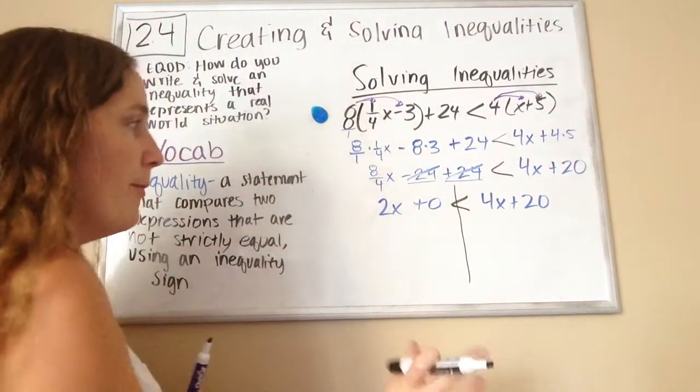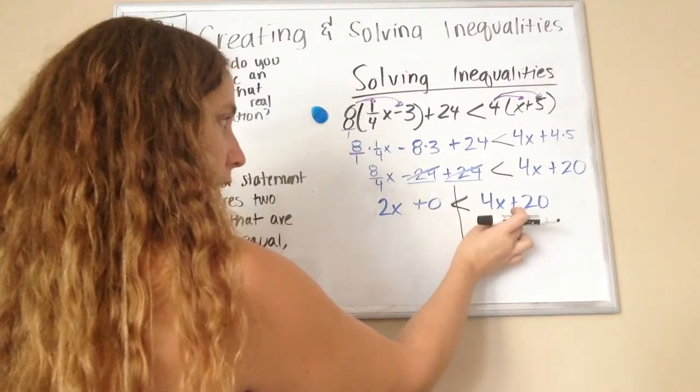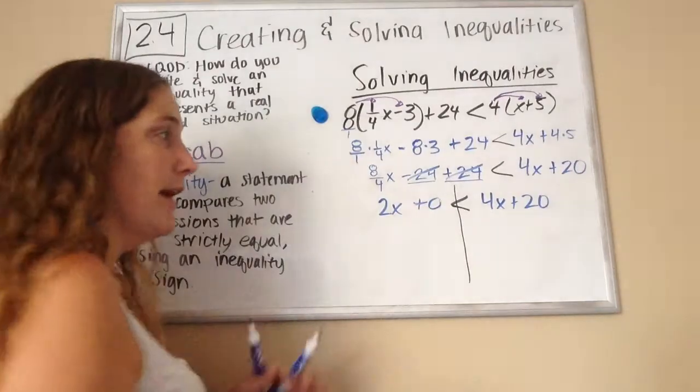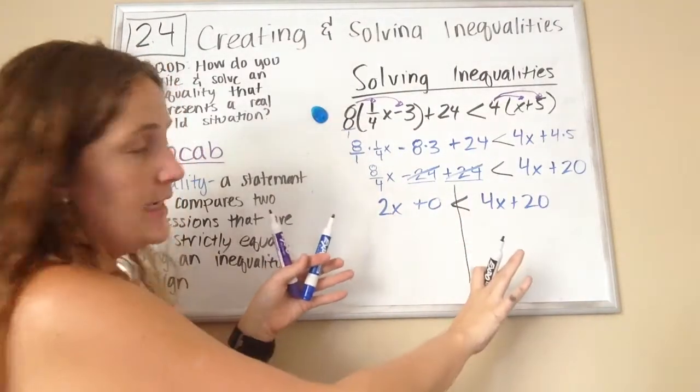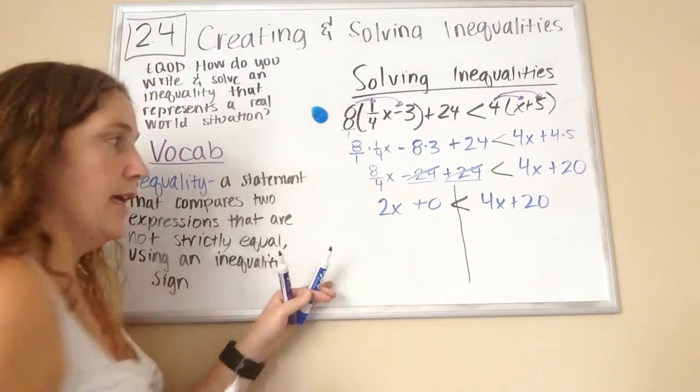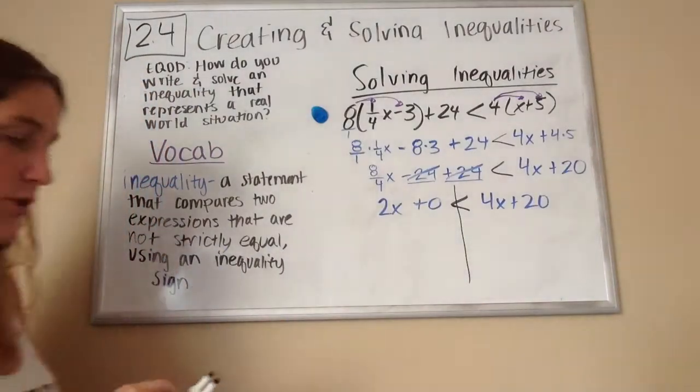You might be thinking, wait, but hold on, there's 2 x's. Can't we just combine those? Aren't they like terms? We can combine them, but not until they're on the same side. Right now, one's on the right side, one's on the left side, so we can't combine yet. But we will in just a second.